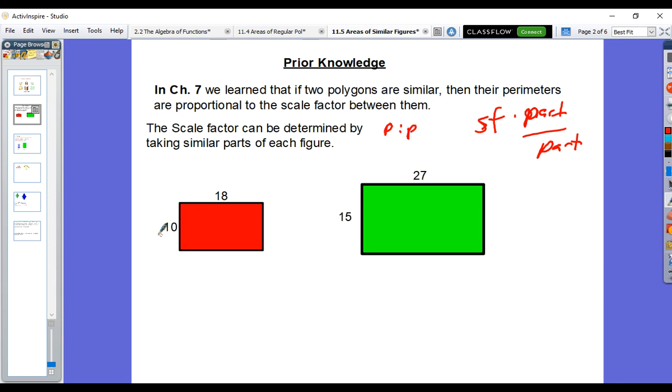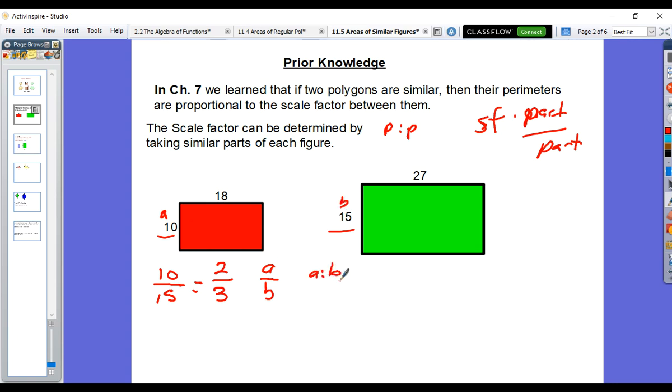So for example, we take similar parts, 10 to 15. We say, hey, 10 to 15, it's a scale factor. We reduce that, we get 2 to 3. So our scale factor is 2 to 3. This is our A to B ratio, or an A to B, something like that.